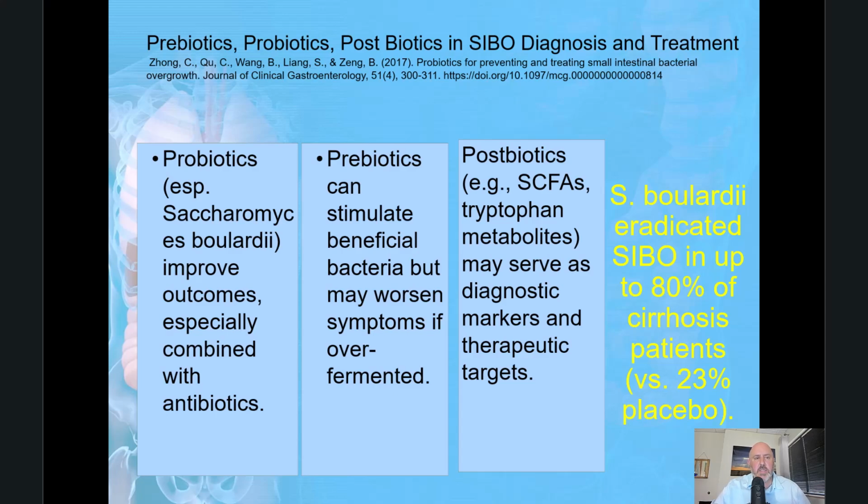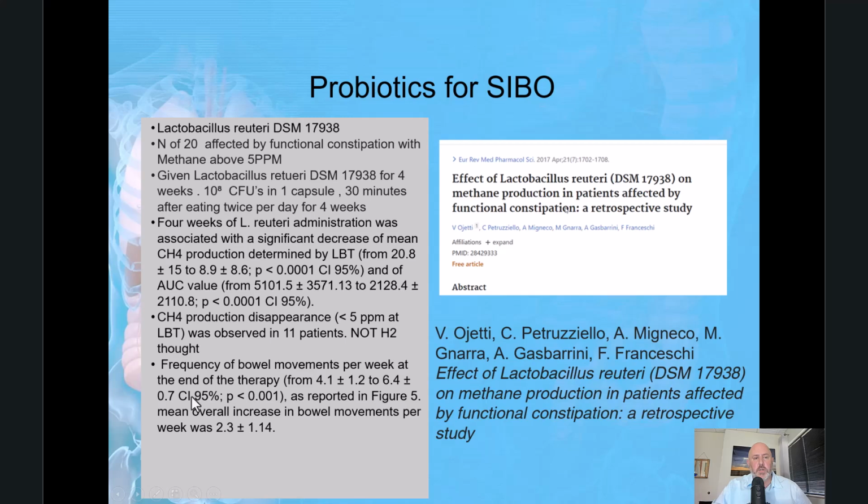And prebiotics might worsen symptoms in SIBO. Postbiotics, which are like butyrate and short chain fatty acids, may be helpful in calming SIBO or calming inflammation. However, right now we don't have a whole lot of evidence that taking probiotics alone will treat this condition. There is one probiotic that works really well for methane based on these research studies. It's called Lactobacillus reuteri. Something to note, this is a specific strain, DSM 17938.